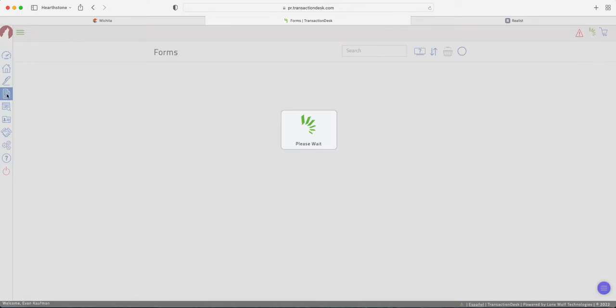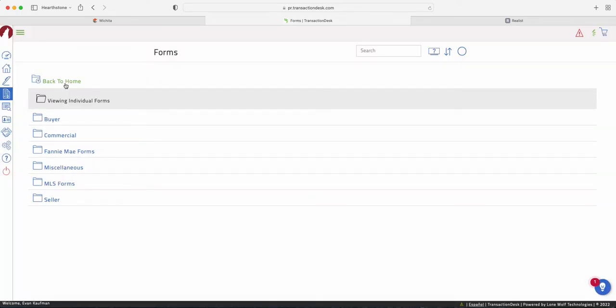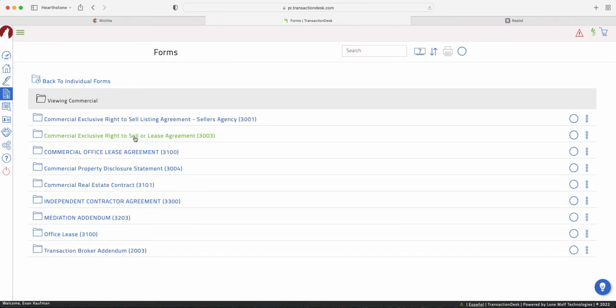Over here on the left, we're going to click on Forms. Under Forms, it's going to show commercial, buyer, seller, all that information here. We'll click on Commercial, and then at the top, we see Commercial Exclusive Right to Sell Listing Agreement Seller's Agency. This is what we're going to go through. Below that is a very similar one, but it says or lease.